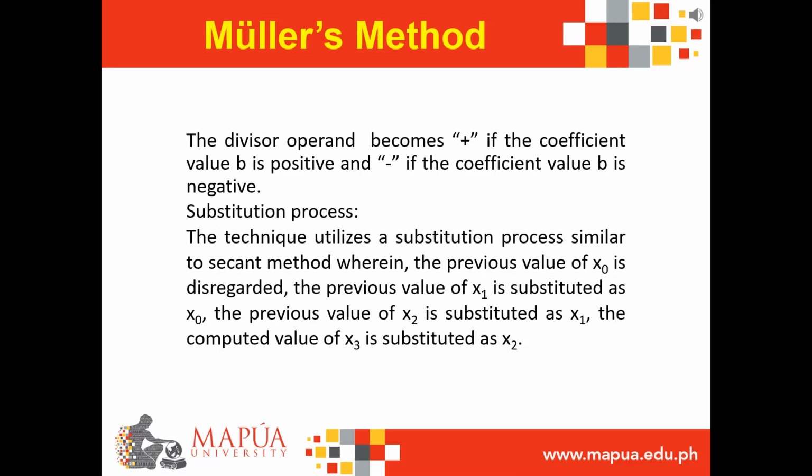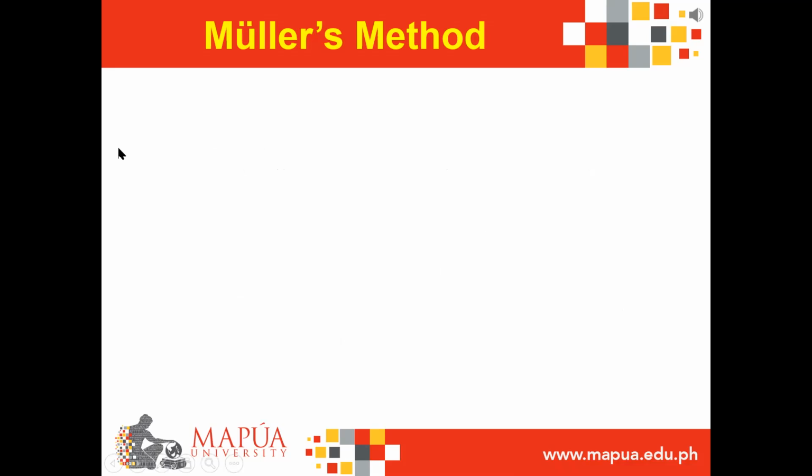And then after solving for your root estimate x3, you then apply this substitution process, which is basically similar to your second method, whereby you disregard the previous value of x0, then the previous value of x1 is substituted as x0, the previous value of x2 substituted as x1, and the computed x3 substituted as x2. And then the process is repeated until the terminating condition is simply satisfied.